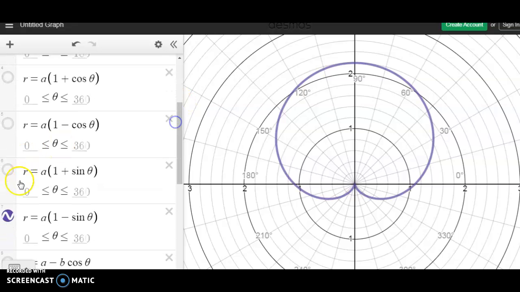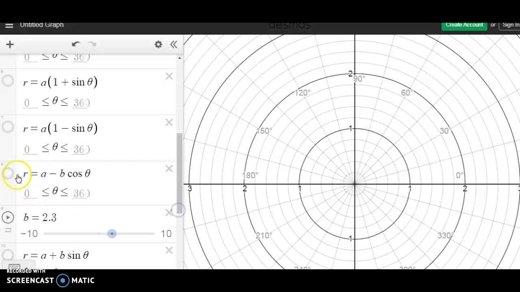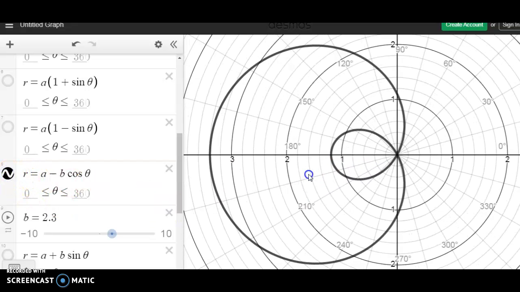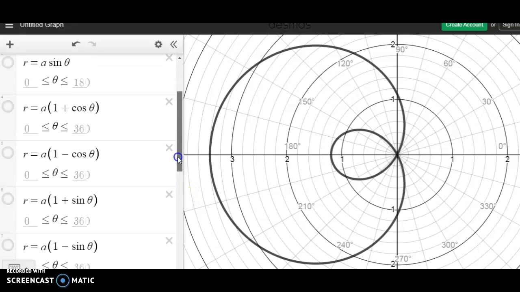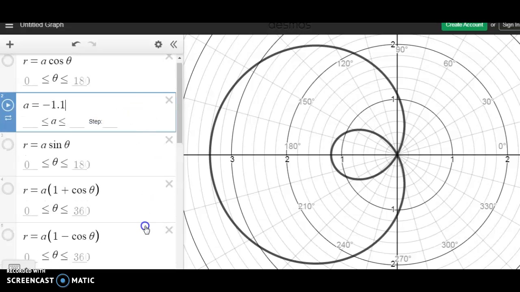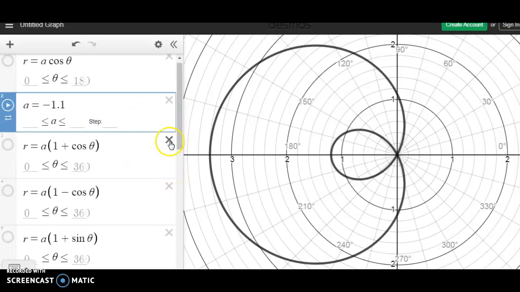So let's take this one away. So let's add in. So there we go. Notice that this is your cardioid. Again, as long as my A value is smaller than my B value, so my B value is a 2.3 and my A value is negative, I don't need these anymore. So I'm going to close some of these off.